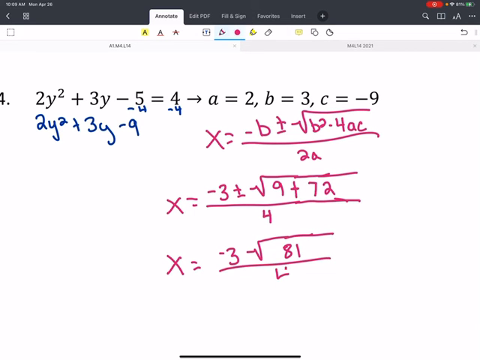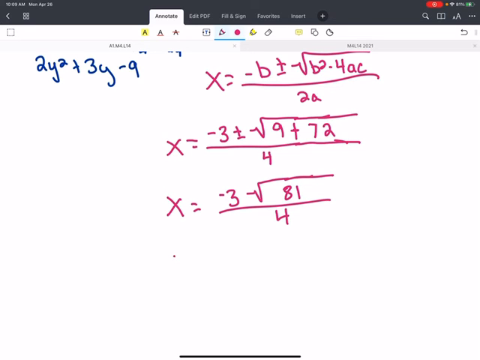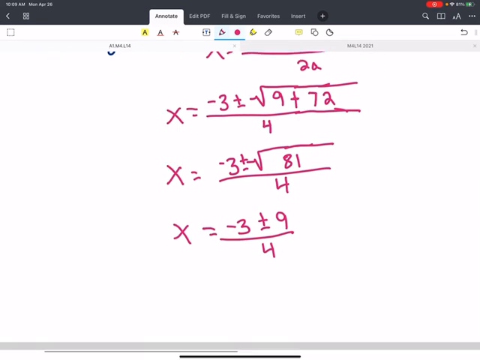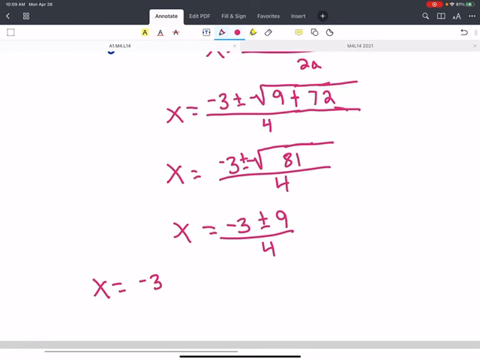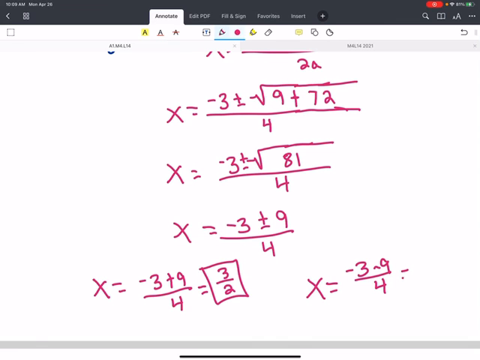And again, divide by 4. Okay. And so we know the square root of 81 is a perfect square. So that's going to be negative 3 plus or minus 9 over 4. So solving it 2 ways. X equals negative 3 plus 9 divided by 4. X equals negative 3 minus 9 divided by 4. So let's see, negative 3 plus 9 is 6/4, which reduces to 3 over 2. And then negative 3 minus 9, that's negative 12 divided by 4, gives me a negative 3. So here x equals 3/2 or negative 3.